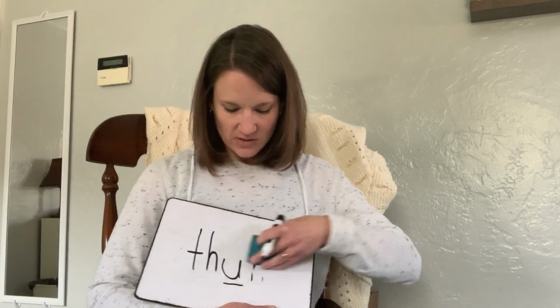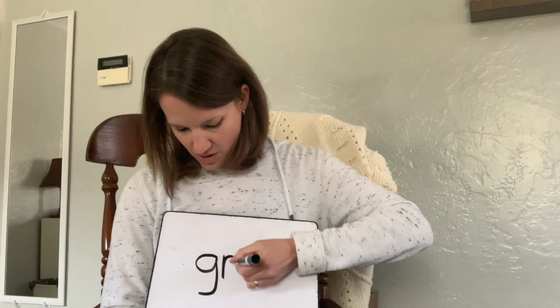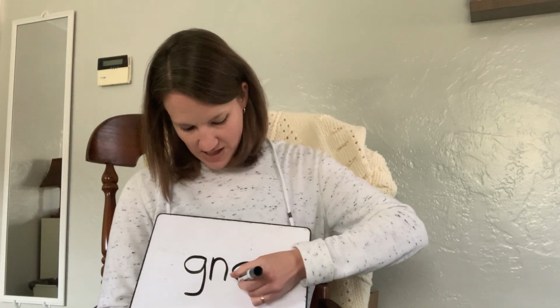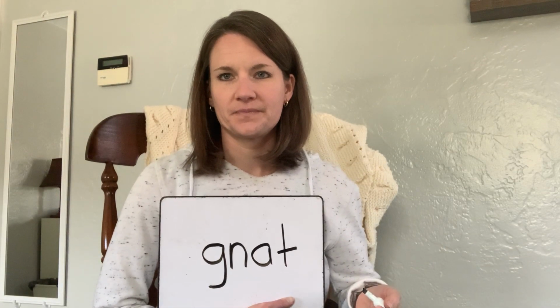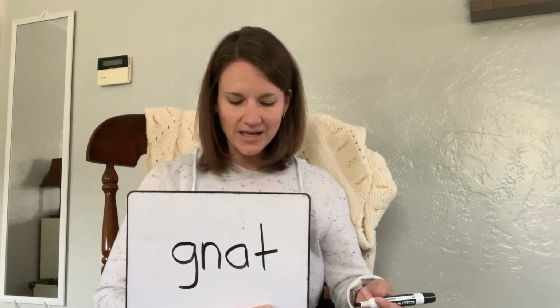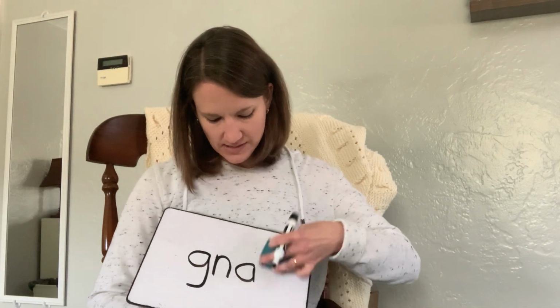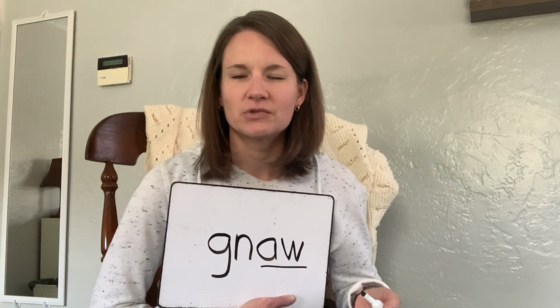I'm going to erase everything so we could do just a couple words that have that GN. So let's put GN. This is going to be at the beginning of our word. The G is silent. And then I want you to add AT. And what's the word? Good. These are those pesky little bugs that come in the summer, right? And our last word we saw in my example, change T to W. We have a vowel team there, AW. And what's the word? Good. This is something like a dog would do to a bone, right?